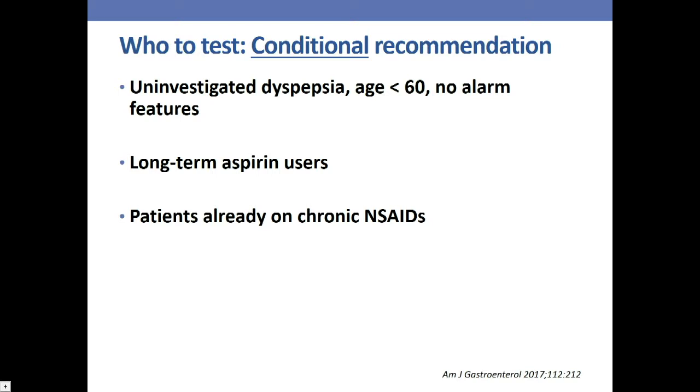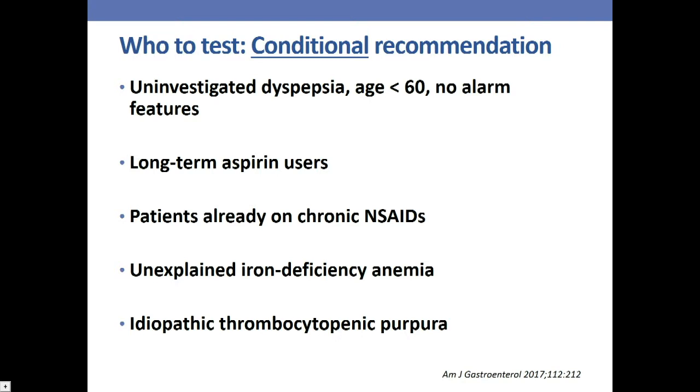Patients already on chronic NSAIDs, and patients with unexplained iron deficiency anemia. We know that a small percentage of patients with this entity have H. pylori infection. You treat the infection, the anemia gets better. It's felt that the infection can affect iron absorption, so treating it makes it get better. Idiopathic thrombocytopenic purpura, the reason H. pylori infection is associated with this is really poorly understood, but in some patients with ITP, treating the H. pylori can actually make the platelet count go up.